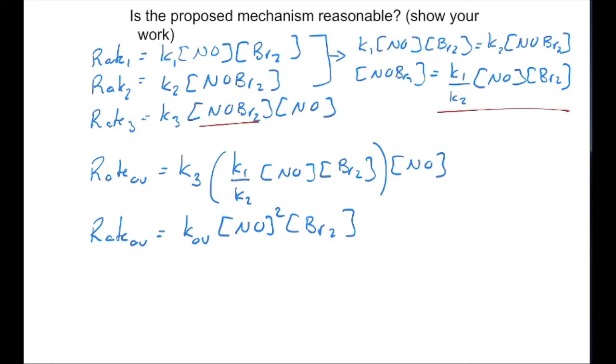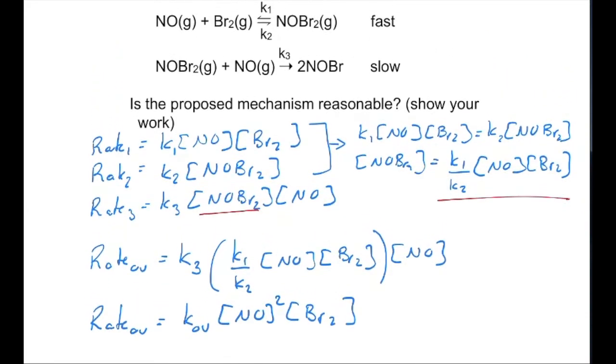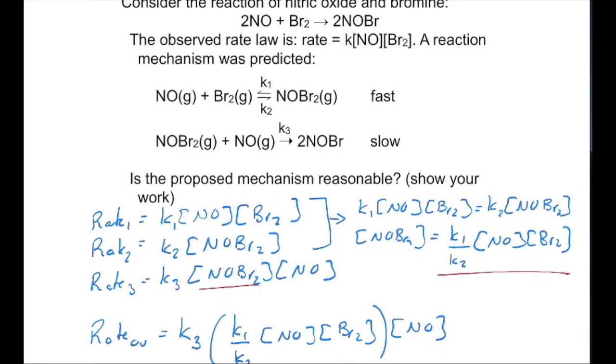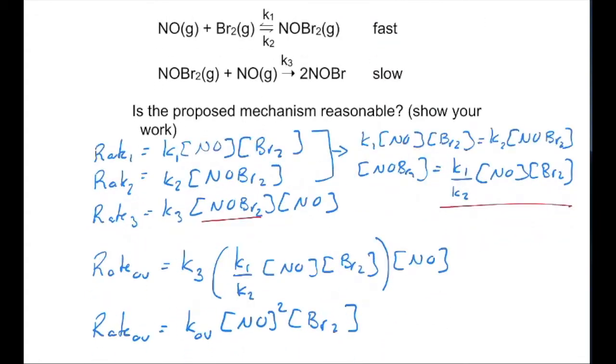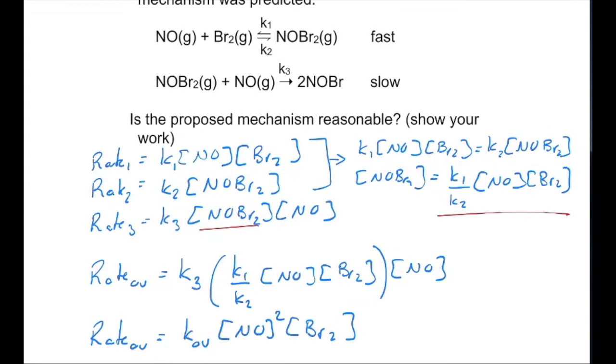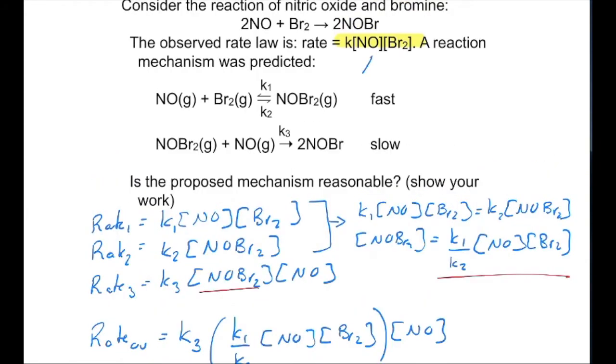Now we're asked to determine whether or not this is a reasonable proposed mechanism. So if we look back to see what the rate law is predicted to be, here we are, K times NO times the concentration of Br2. What we got was K times the concentration of NO squared times Br2. So in this case, what we derived from this reaction mechanism does not equal what the observed rate law was. This has NO to the power of 1.